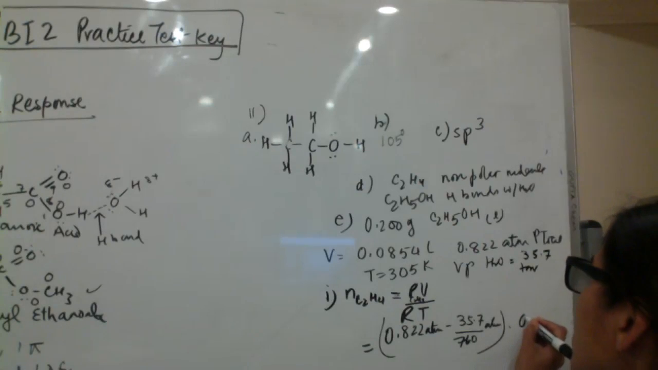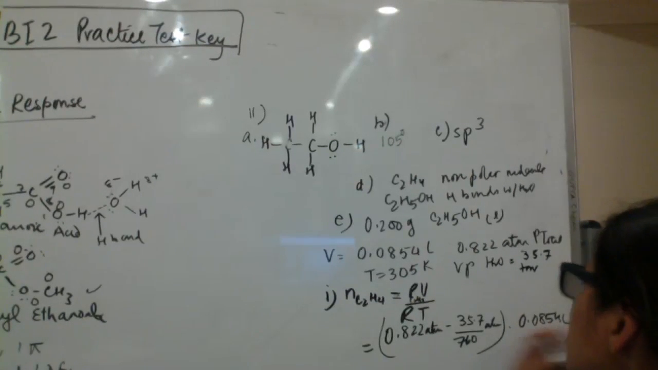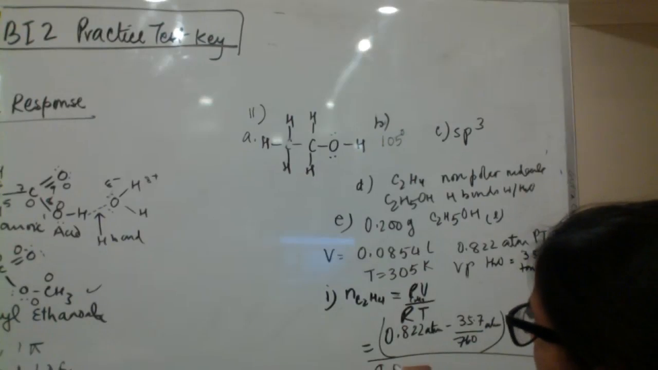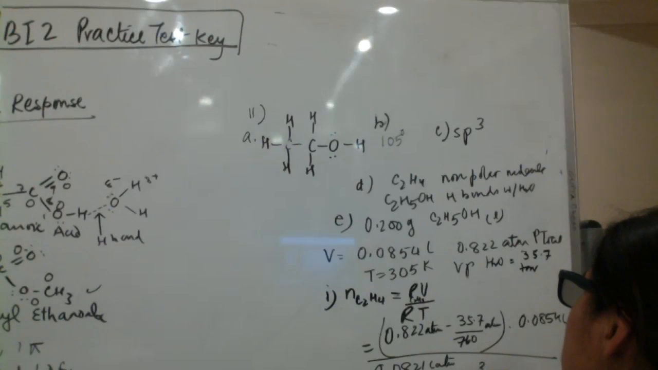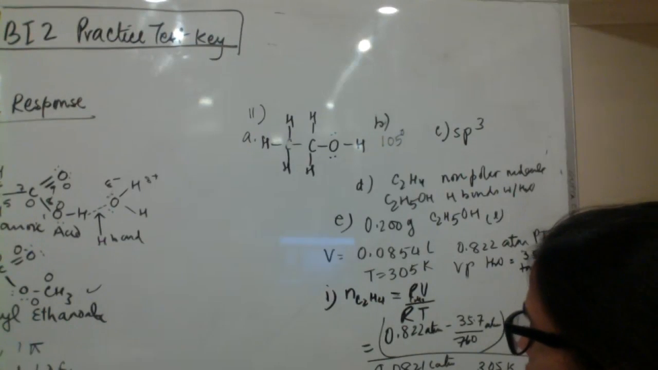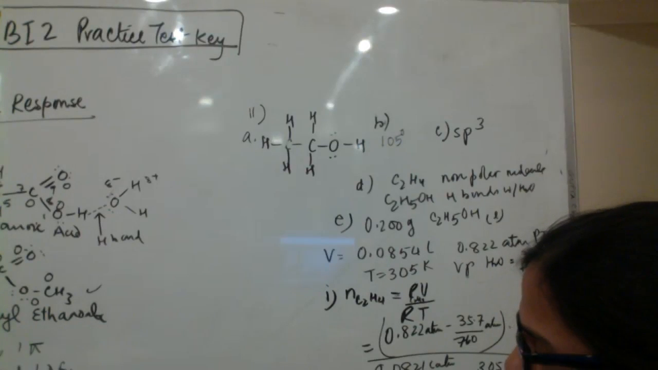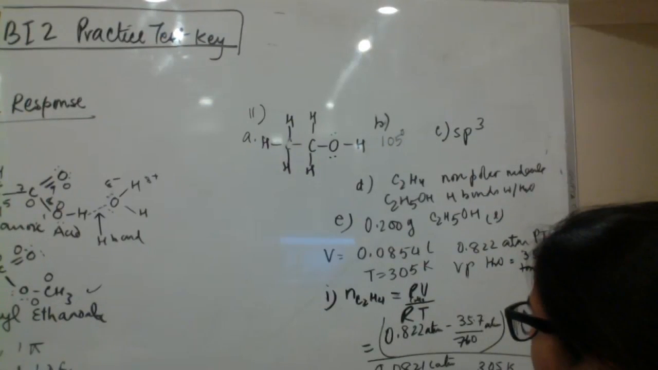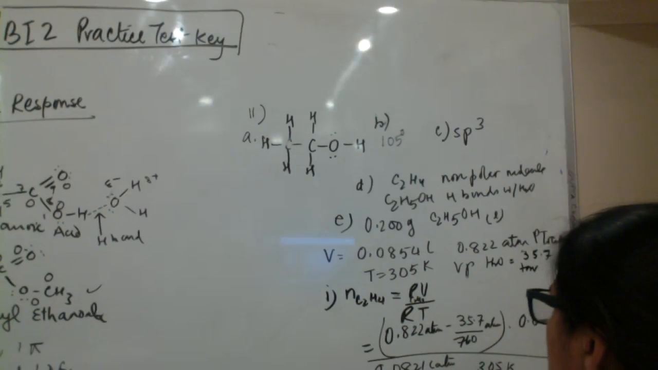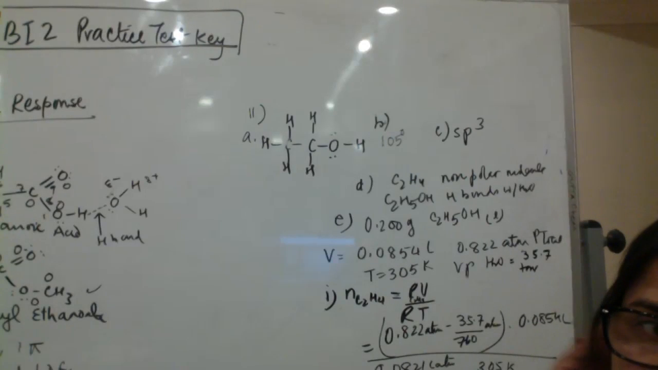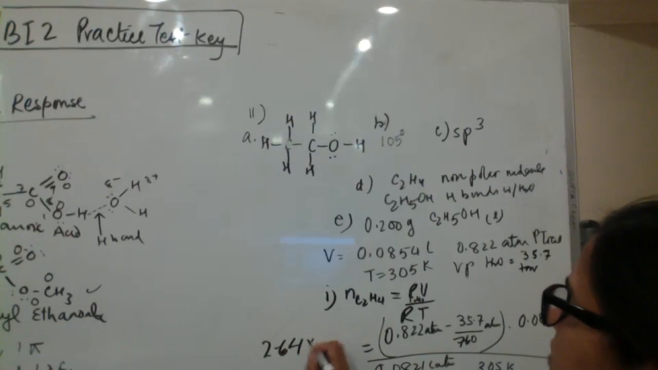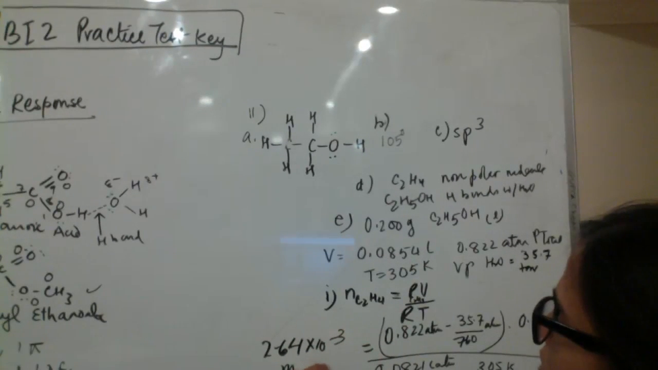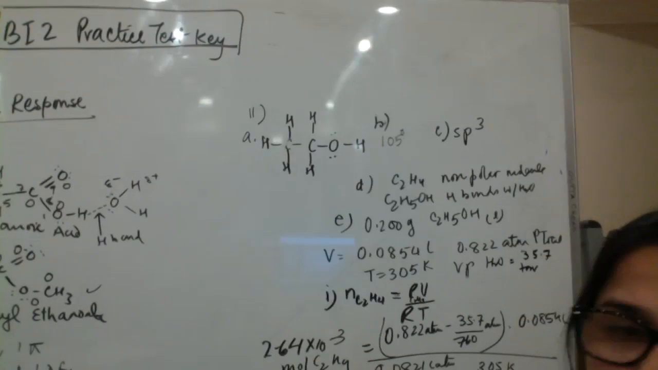Volume is 0.0854 liters. R is 0.0821 liter atmosphere per Kelvin mole. T is 305 Kelvin. And when you do that, you get the moles of C2H4 as 2.64 times 10 to the power negative 3 moles C2H4. Oh, you can't see that. So the answer is 2.64 times 10 to the power negative 3 moles C2H4.